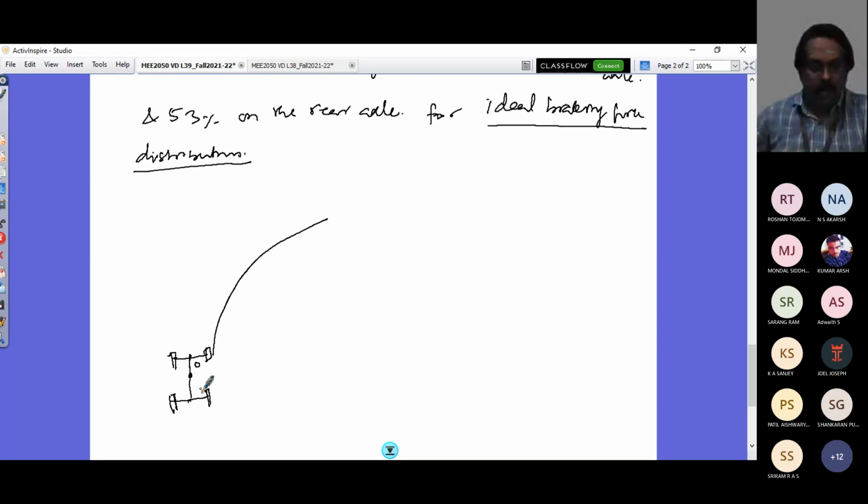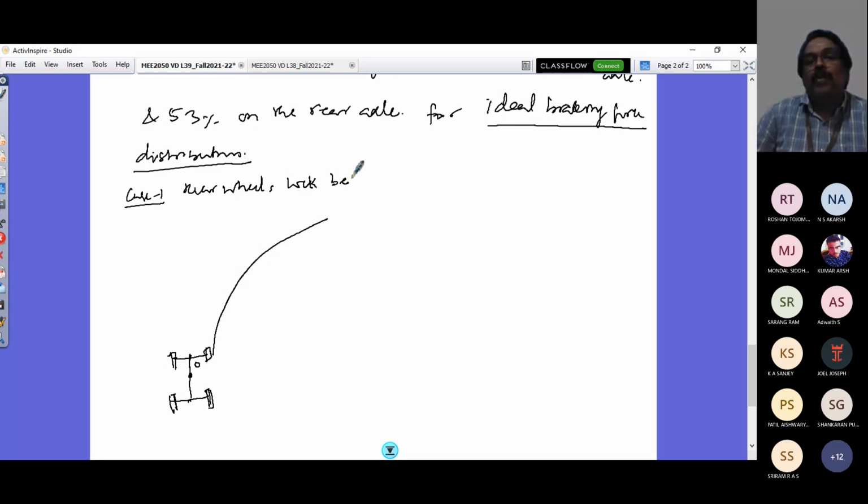So now what does happen? When I apply this, I require to apply braking on this. If my braking force is such that rear wheels lock before the front wheel, right? Case 1: rear wheels lock before front axle wheels. Then what would happen?